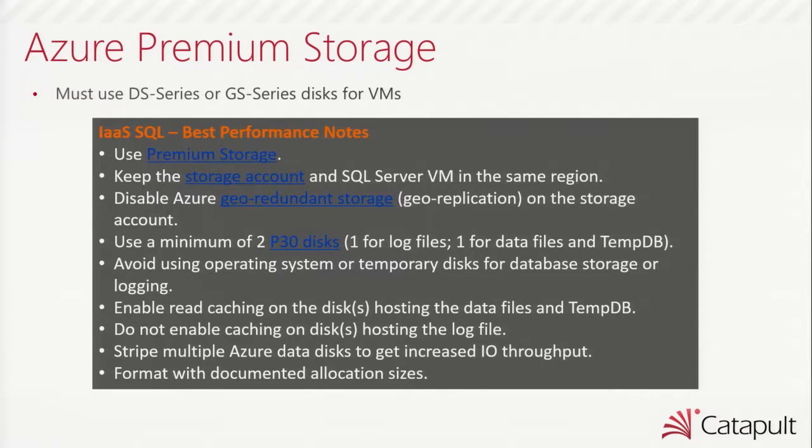Premium storage, we already talked about that quite a bit, but if you want to deploy SQL, for example, you want the best performance, so use premium storage. Keep the storage account and the server VM in the same region. I mean, that's common sense, right? You don't want your storage living in East Coast and then the VMs on the West Coast. That would just be ludicrous. Geo-redundant storage is not possible on premium storage anyway. It's only locally replicated. And you want to use a minimum of 2 premium storage disks, one for your log files, one for data files.